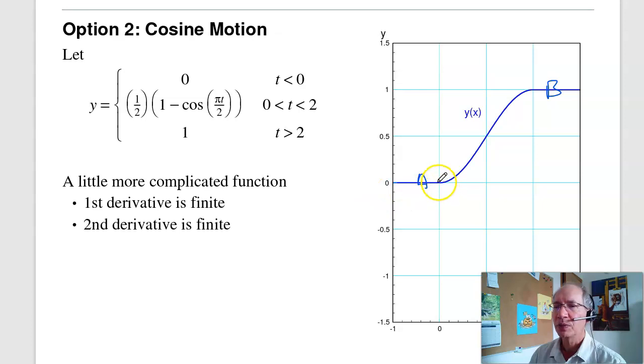At t equals 0, 1 minus 1 is 0. At this point right here, I want to be the peak. At t equals 2, I get cosine of pi. Cosine of pi is minus 1. 1 minus minus 1 is plus 2, divided by 2. So this is a cosine function. Kind of what that looks like is it's a minus cosine that looks like this.